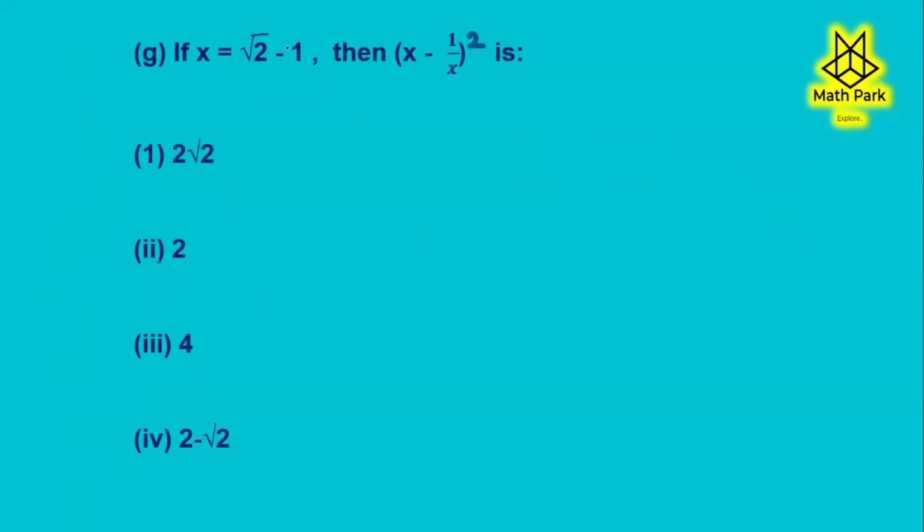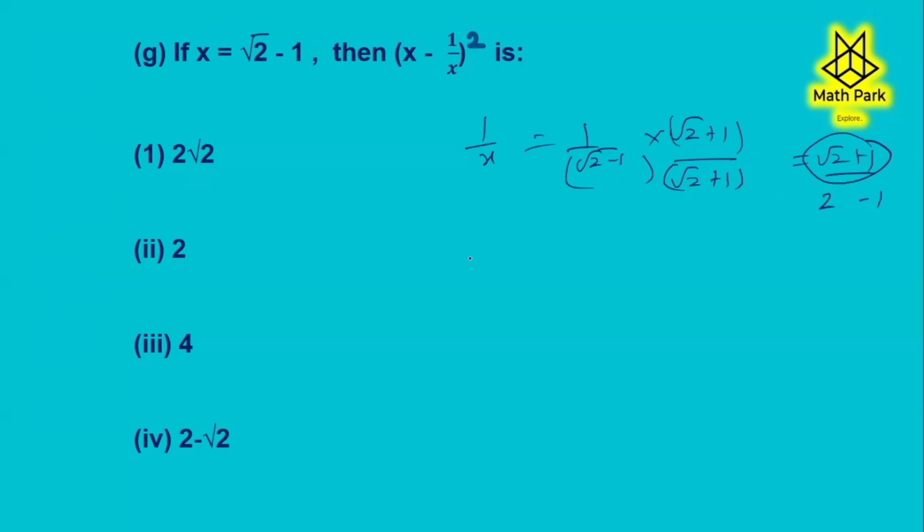x is equal to root 2 minus 1, then x minus 1 upon x. Okay, so x is root 2 minus 1. So 1 upon x, that is 1 upon root 2 minus 1. Rationalizing it, root 2 plus 1 upon root 2 plus 1. So we have root 2 plus 1 upon a square minus b square. a minus b into a plus b is a square minus b square. Root 2 square is 2 minus 1 square is 1. So it is root 2 plus 1.